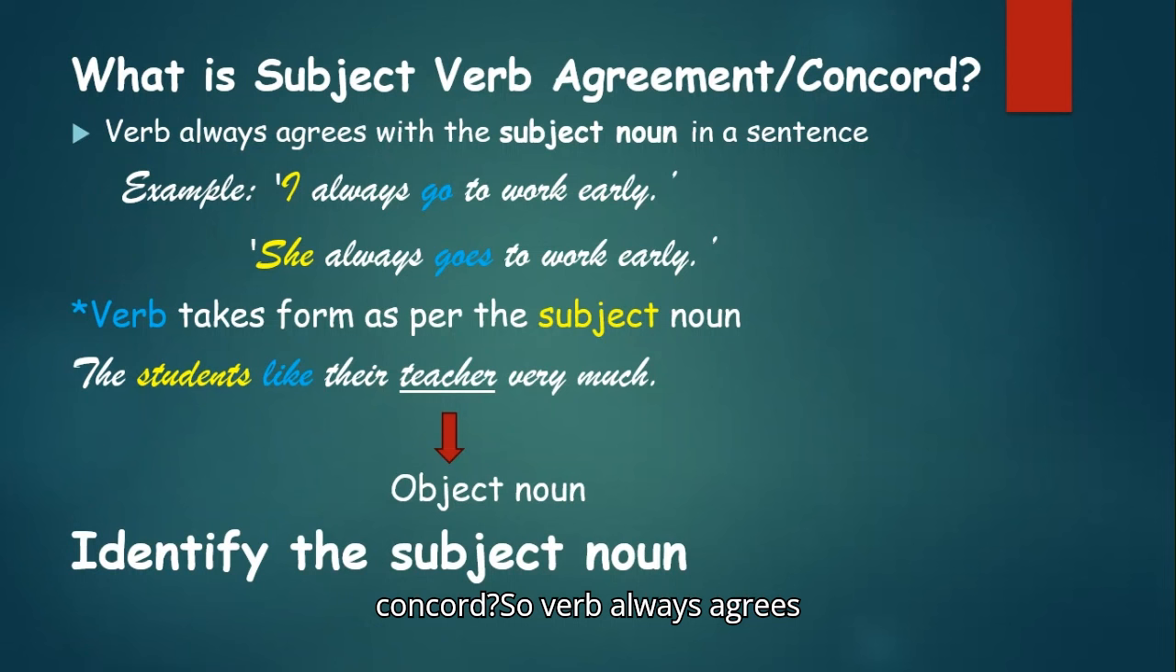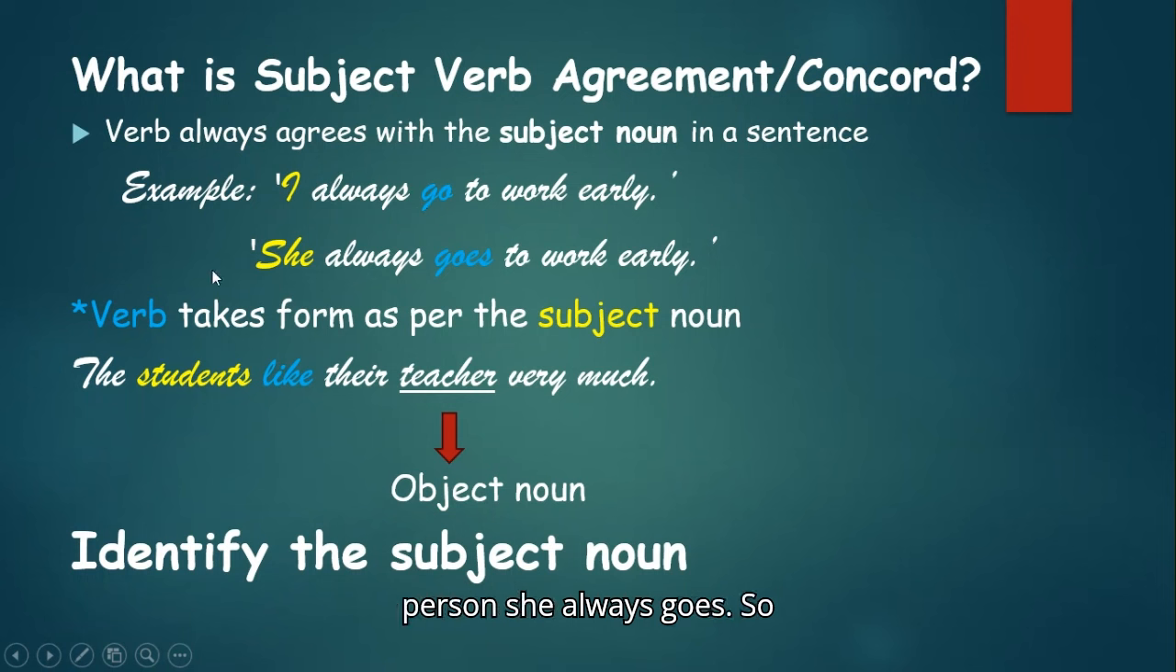So what is subject-verb agreement or subject-verb concord? The verb always agrees with the subject noun in a sentence. In a sentence there may be many nouns, but the subject noun, the subject that does the work or around which the action revolves, decides the form of the verb. So for example, I always go to work early. I is the subject noun. Since it is I, first person singular, the root form of verb is taken, go. So I always go to work early.